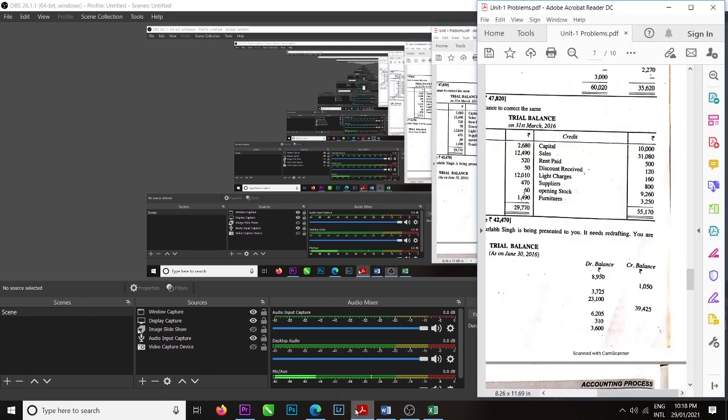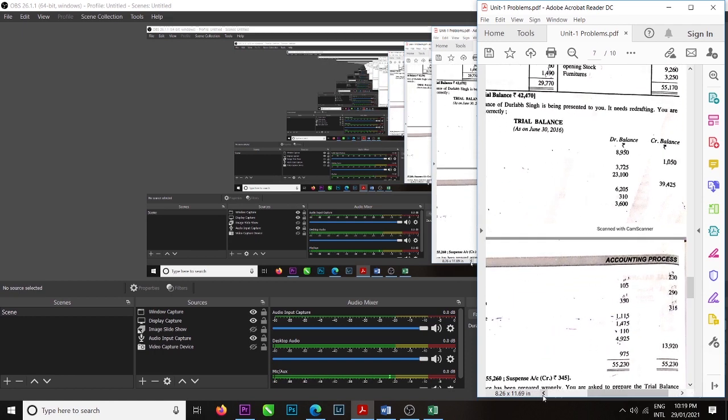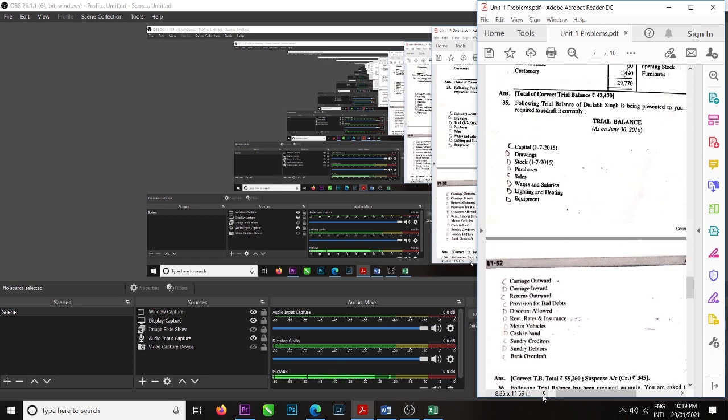What is the next problem? Check once. Same debits and credits are given to us. So in the next problem, find out the assets: opening stock, equipment, motor vehicle, cash in hand, sundry debtors are the assets. Expenses are wages and salaries, lighting and heating, rent, rates, insurance. Maybe no losses, I think. Discount allowed is there. Then capital is a liability.